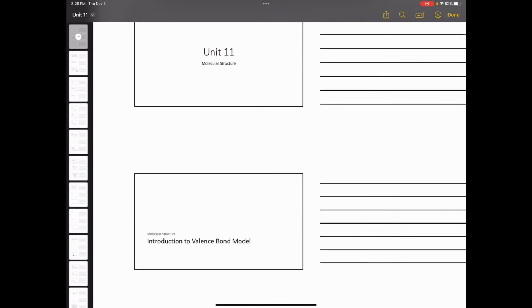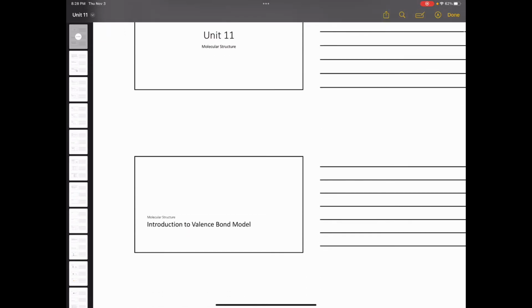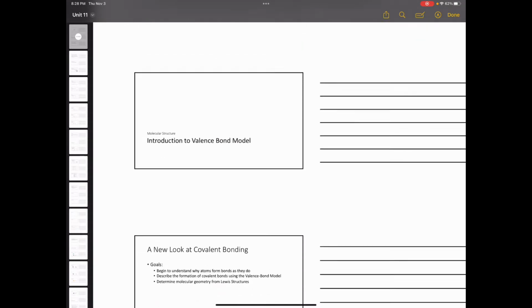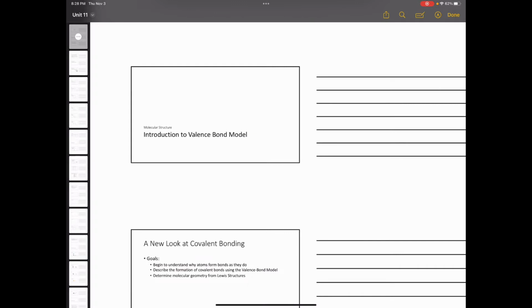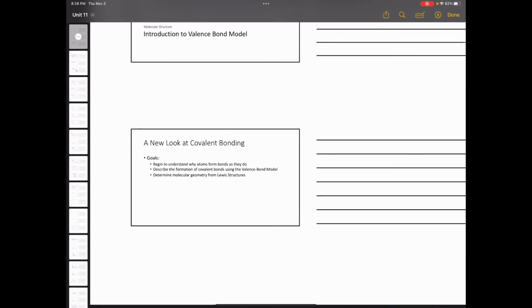So in Unit 11, we are going to go over the molecular structure. We're going to look at and discuss the valence bond model and the valence bond theory to help us better understand and have a complete understanding of the covalent bonding and how the covalent bond forms.